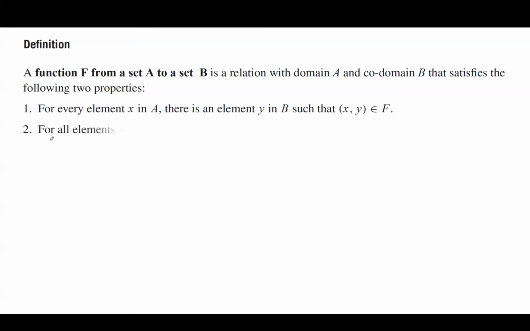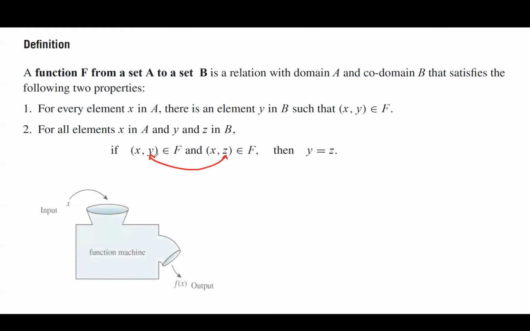Second of all, for all elements x in the first set and y and z in the second set, if x and y belong to that relation and x and z belong to that relation, for sure you can say that the output values are the same. y and z must be the same thing.